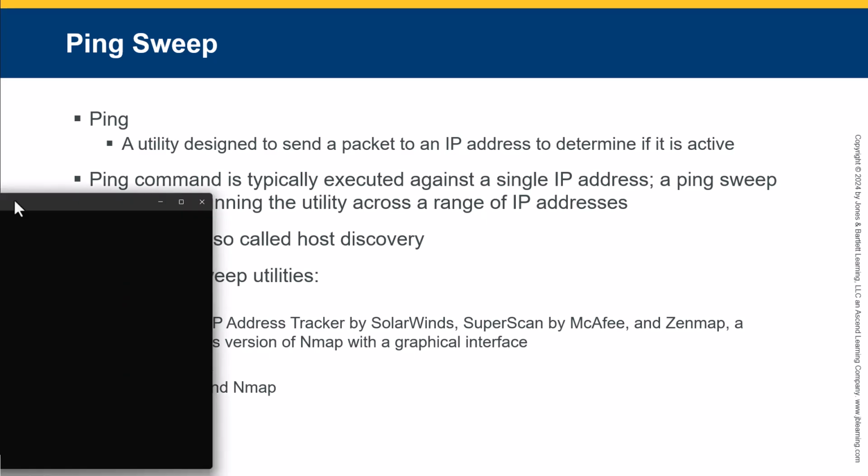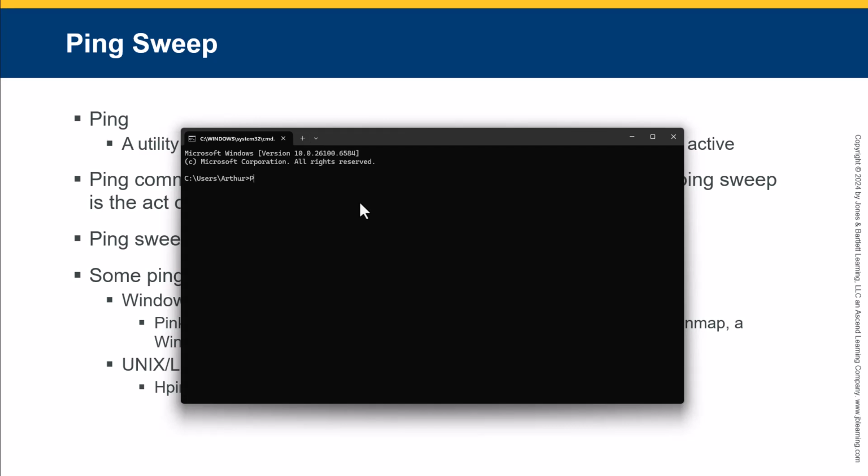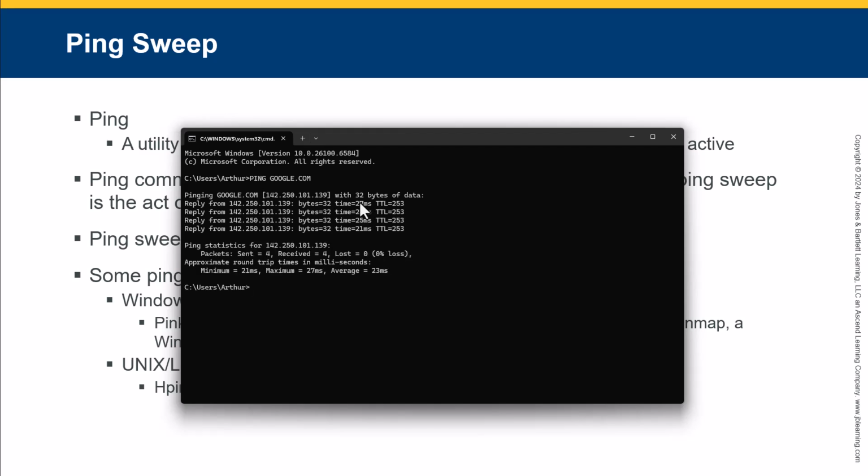If we open up a terminal and we ping google.com, it resolves the domain name to an IP address, and then it sends four ICMP echo request packets.